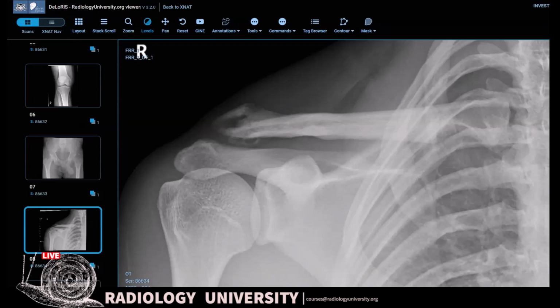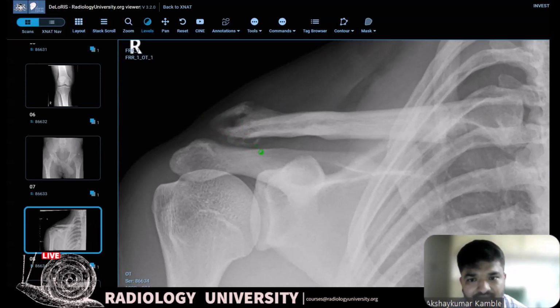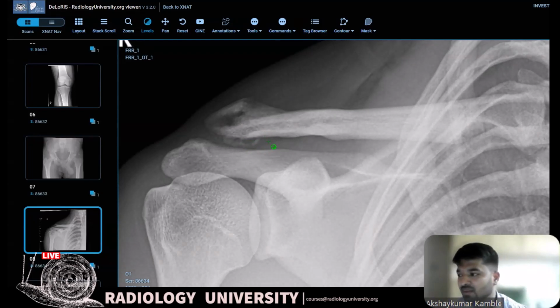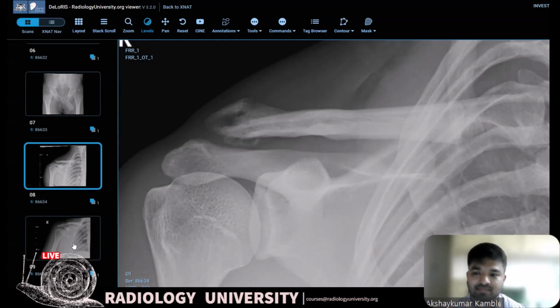Looks like some cortical break here in the clavicle. Yes, superiorly, but what also is this? Inferiorly there are some bony fragments. So this is actually post-traumatic osteolysis of the distal clavicle, because there is also osteopenia. You don't have the osteopenia develop that quickly, isn't it?